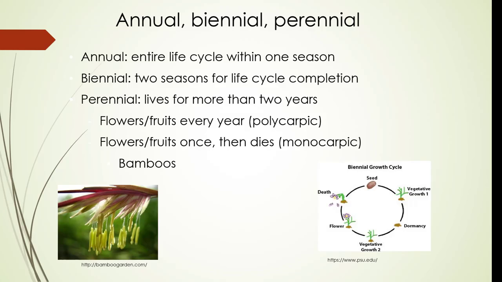So if you look at this biennial growth cycle, you've got your seed, then vegetative growth. The first year it goes into dormancy, then in the second year there's some more vegetative growth, then you have flowering, then death, and then the seed. So it says biennial. Sometimes this is a three-year period rather than a two-year period, but anyway, that's what it's called.